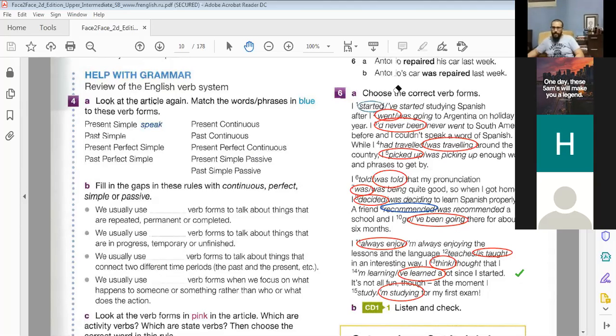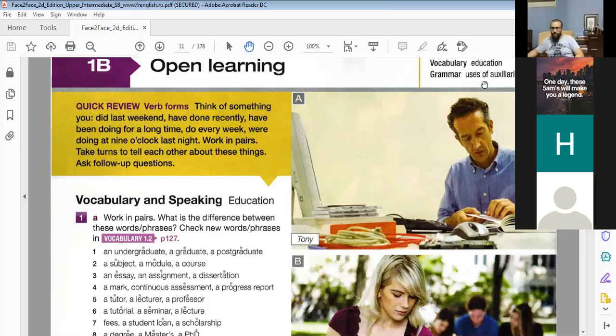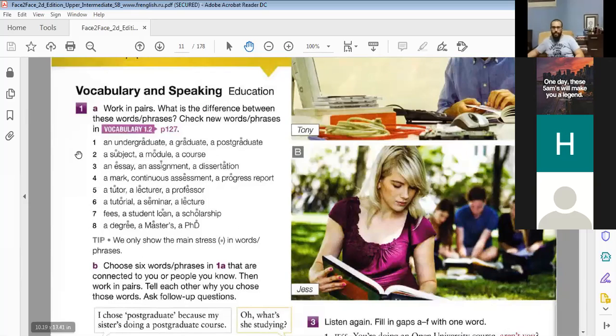Okay, so let's take a look at our next topic, open learning. So we're still in the field of education, I think. The first one was mainly about English, but this one is more open, I guess. So here we're going to talk about auxiliaries, and with education we'll focus on some vocabulary related to education. So let's start with number 1. What is the difference between these words or these phrases?